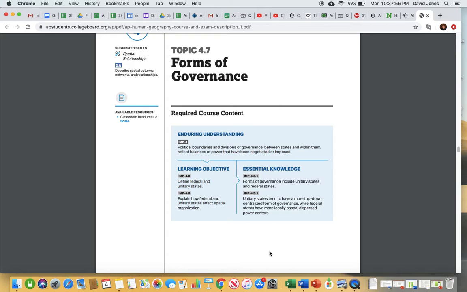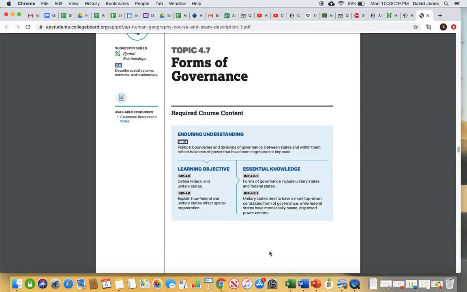So the thing I want you to pay attention to here, and this was actually an AP question a few years ago, they drew a map of two countries. One was just in one piece and one was divided up into a bunch of states. They asked to identify which one was unitary and which one was federal, and then to explain why based upon what those terms mean. So obviously, if something doesn't have subdivisions, then that would be a unitary state. If something does have subdivisions, that would be a federal state. So it says here, unitary states tend to have a more top-down, centralized form of government, while federal states have more locally based, dispersed power centers.